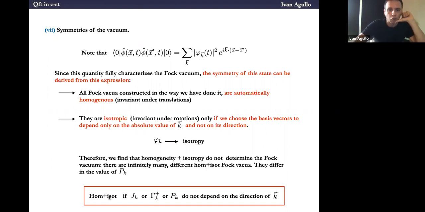So homogeneity plus isotropy happens if the complex structure, gamma plus, or the power spectrum, the covariance matrix, do not depend on the direction of k. But still, we have infinite freedom. Infinite because we have infinitely many k's.